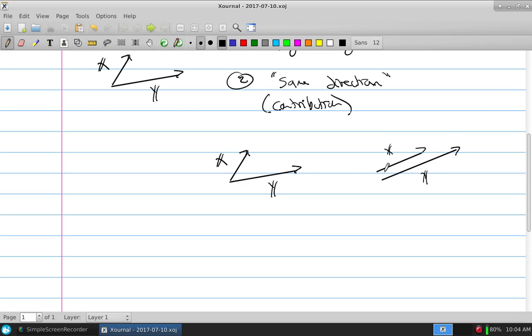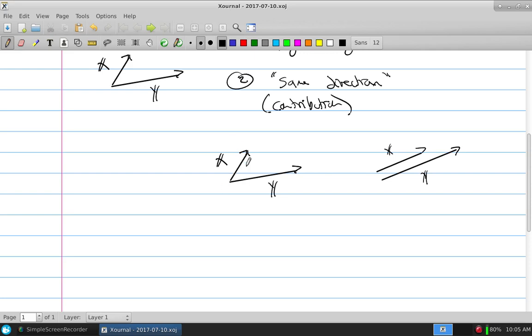This idea of contribution would be, if you change x's length, is it going to contribute to what? If x and y are pulling a rope, the more x pulls, possibly the more or less y can pull to do the same amount of work, because they're contributing in the exact same direction.